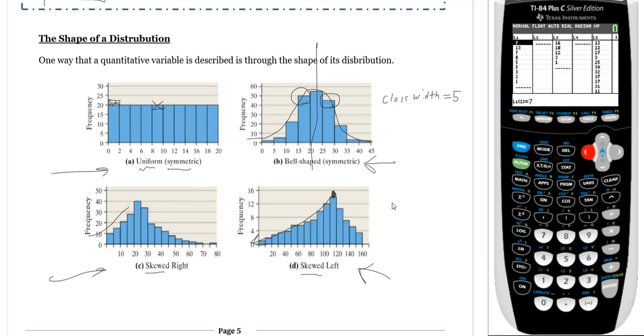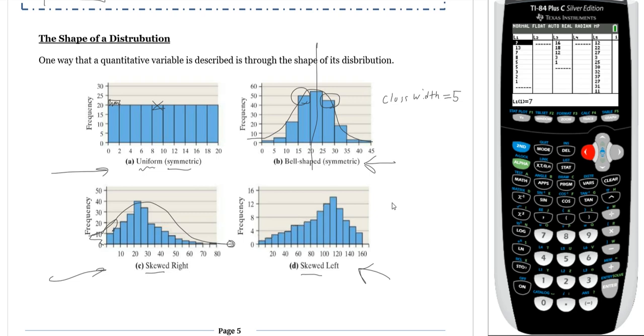So you have a mouse, maybe it has a nose, it's got ears, it's got the body here in the middle, but then the tail of the mouse is over here. So whichever side the tail is, that's the direction of the skew.